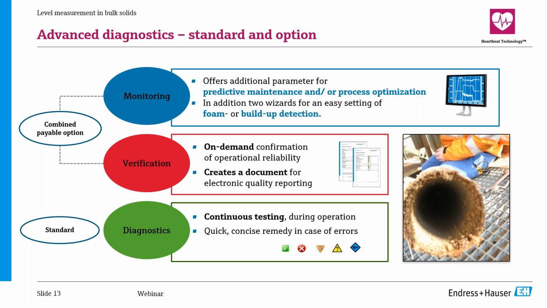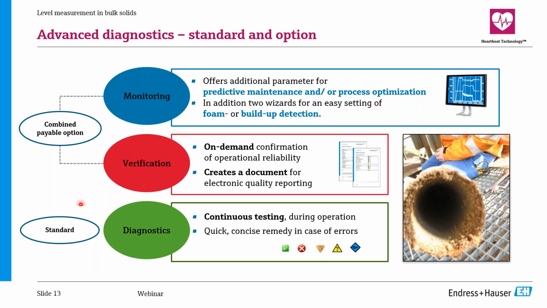So Endress+Hauser has a concept called Heartbeat Technology, which is divided into three diagnostic stages, or three pillars. The first one is standard diagnostics. This is where the instrument continuously monitors its operation to make sure everything is going well. In case of a warning or failure, it will give you a quick and concise remedy to sort the problem out. All the messages follow a standard called NAMUR NE 107. So you can really see what's going on with the sensor, and you can effectively correct it once the failure or message appears on your display.